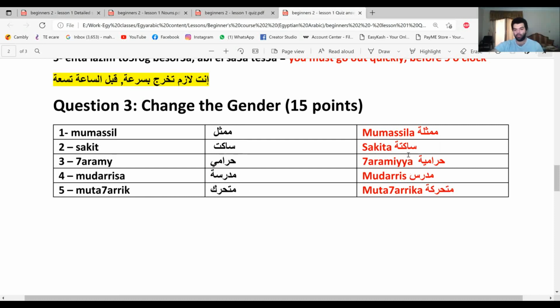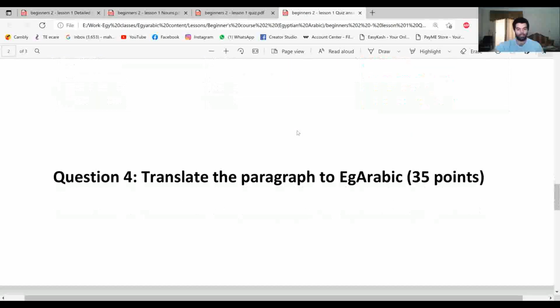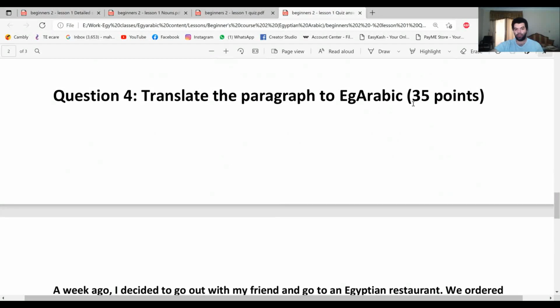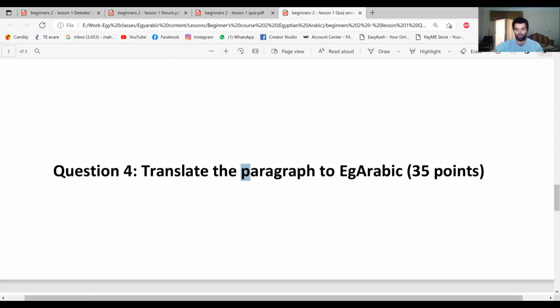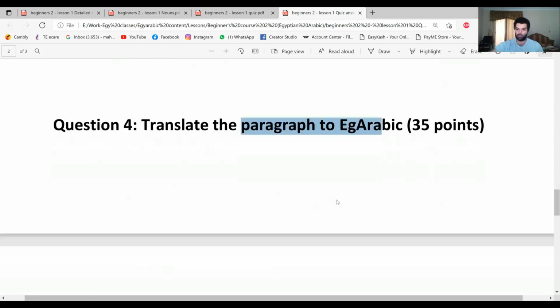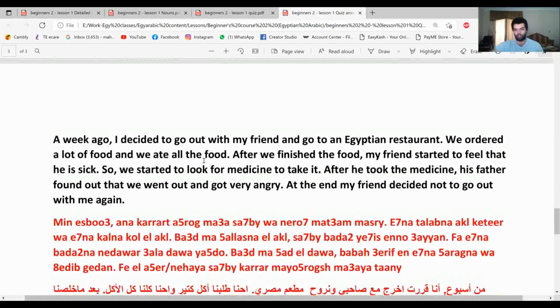So that's 5. Each is 3 points. So that's 15. And let's go to the next one, 35 points. Okay, so here I gave you a paragraph and you translate it to Egyptian Arabic. I gave you in English.